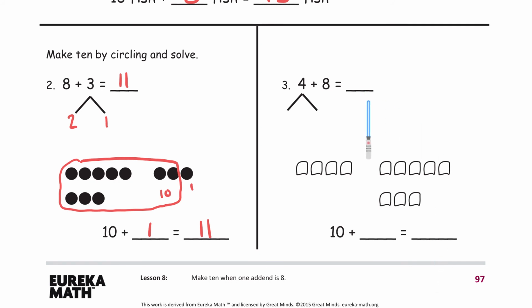And make sure you also put your answer here. So go ahead and work on that problem. As soon as you're done, press play and we'll take a look at the back side of our problem set.